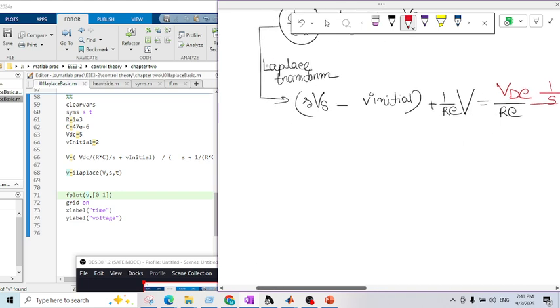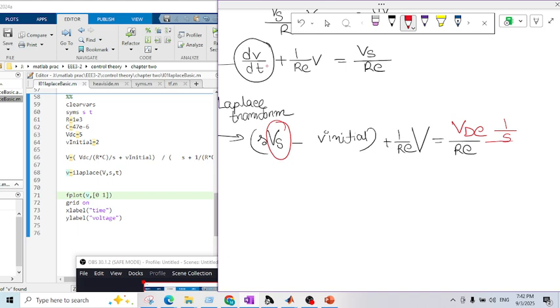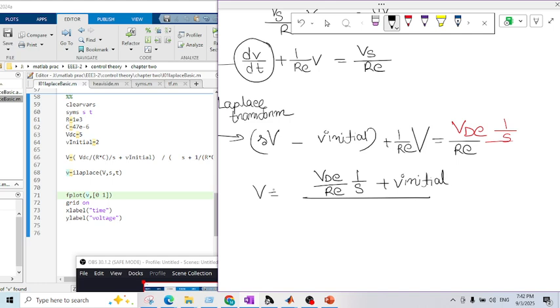Okay, so now let's simplify this equation. I think I have made a mistake here. This is not Vs, this is actually V. So V is equal to VDC divided by RC times 1 by s, plus V initial, divided by s plus 1 by RC.